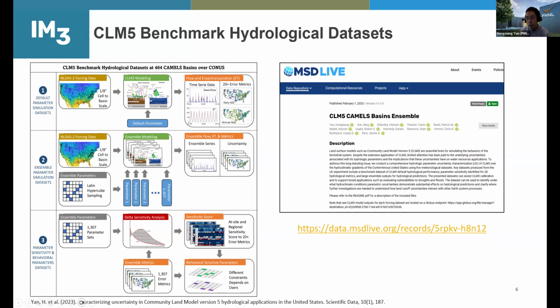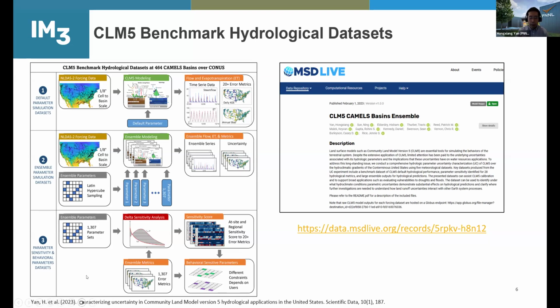You can have all the data sets there. We archive the time series flow, ET, and the different error metrics for the default parameter simulation. And then we have the large ensemble parameter simulation too. We also have different faults, which I will show later. For different parameter sets, you can also archive all the ensemble simulations there.